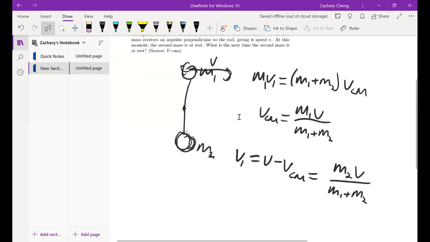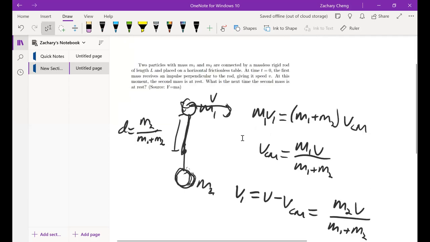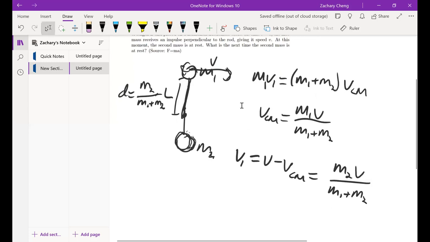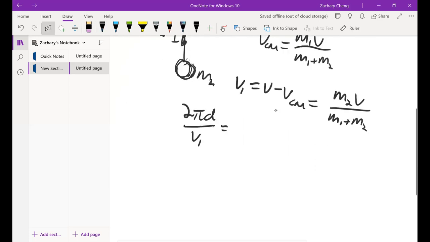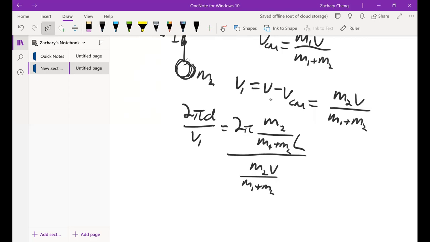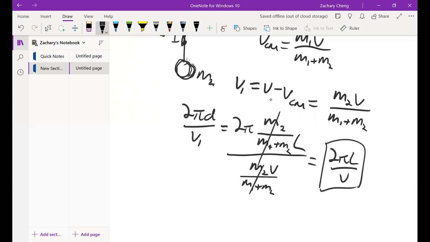So the distance from m1 to the center of mass, well, this is pretty simple. We know it has to be balanced. It's just this d is equal to m2 over m1 plus m2 times the length L. And then, so now the period of one revolution is just going to be equal to 2 pi d over v1. That's the distance it has to travel through a big circle over the velocity. So this is just equal to 2 pi times m2 over m1 plus m2 times L over v1, which is m2 v over m1 plus m2. So this just cancels out, and we're just left with 2 pi L over v. So that's the answer. T is equal to 2 pi L over v.